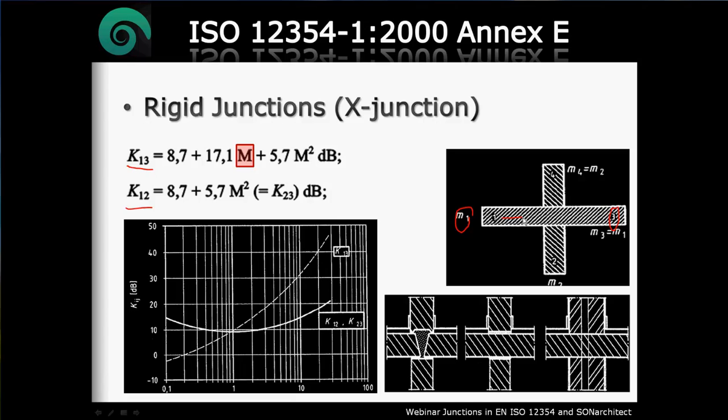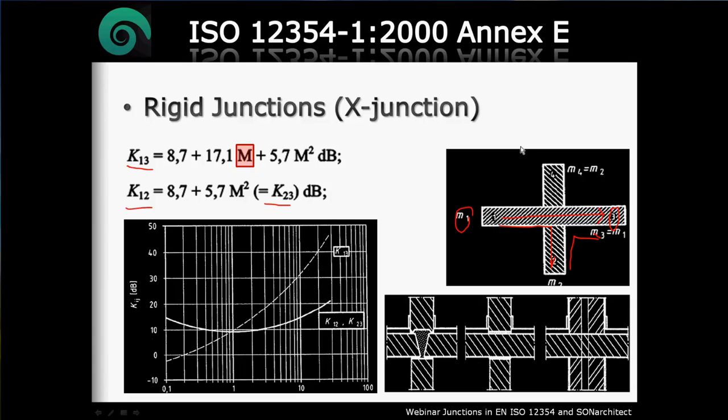Okay, and this one, the K12, goes from 1 to 2. This is from here to here. Okay, so this is easy. We can also see that this K12 will be equal to K23. So it will be the same as going from here to here, and also from 2 to 3.